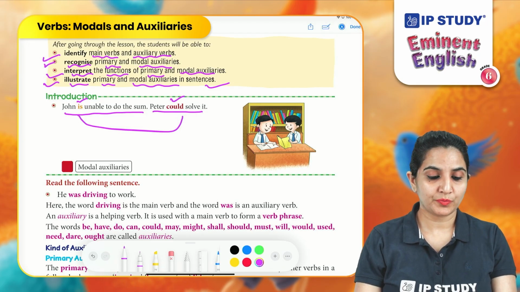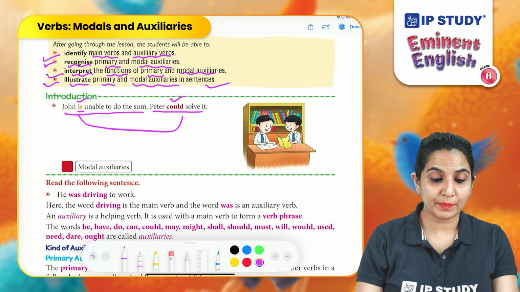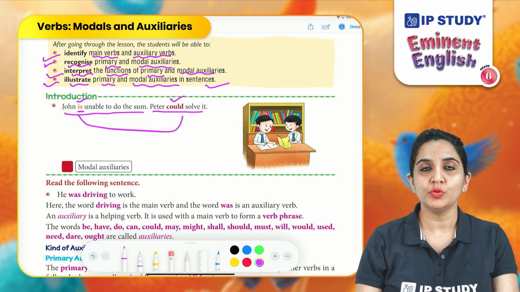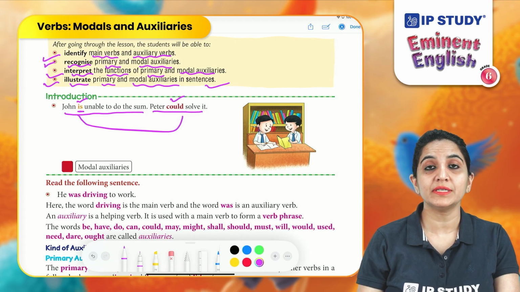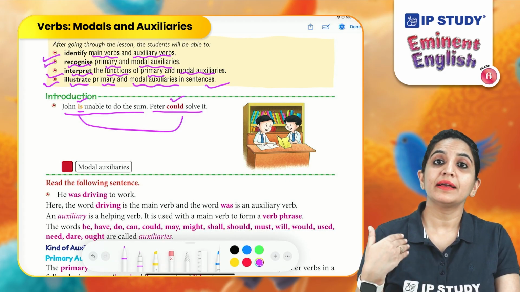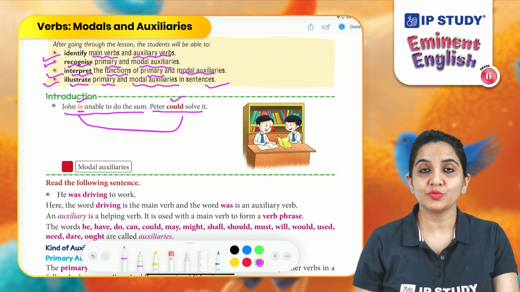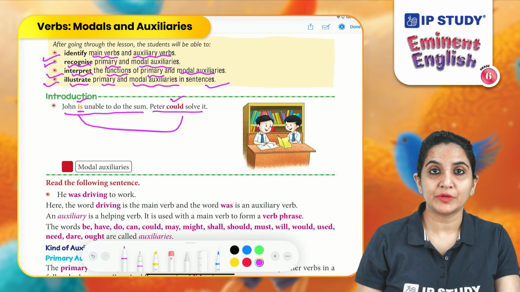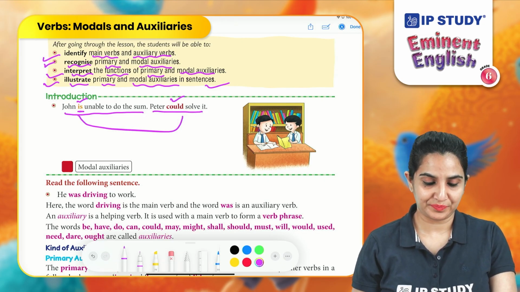Why is that so? Because in the first sentence, is is helping the main verb do to show the state of being. And in the second one, could is showing us the ability of Peter to do something. So this is what the auxiliary verbs and modal auxiliaries are all about. Let us understand this in detail.